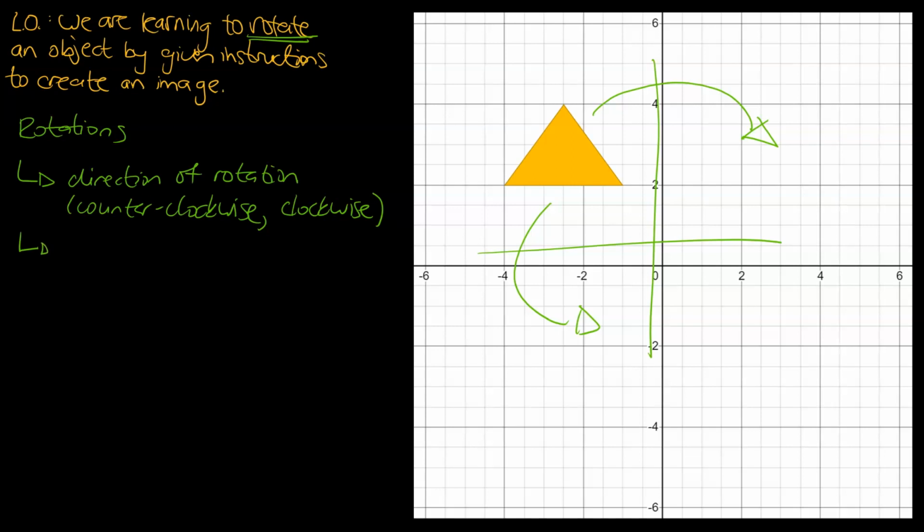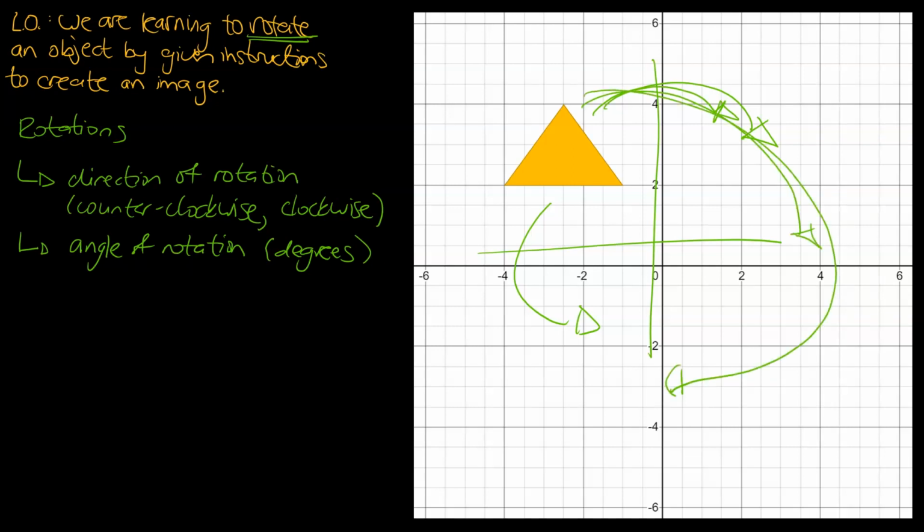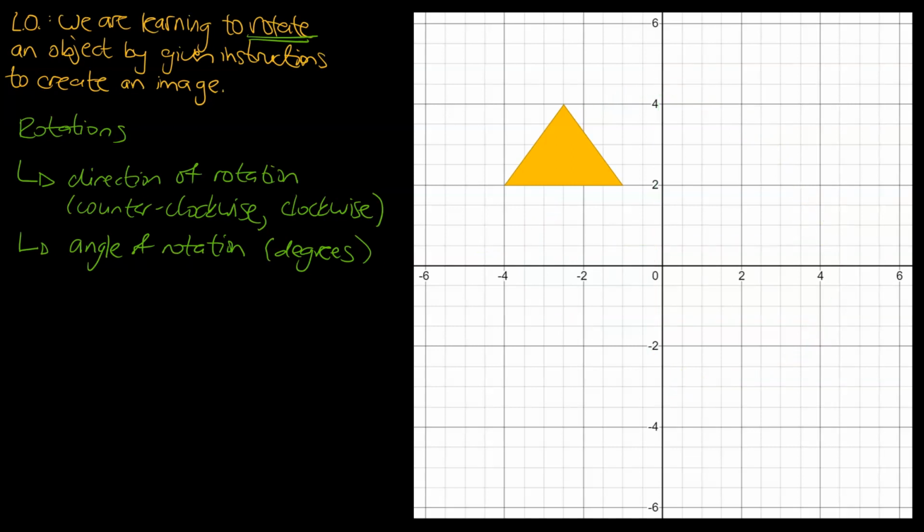The next thing we need to know is the angle of rotation. That's measured in degrees, and that's basically how far we're rotating it. Do we stop here? Do we carry on a bit further? Do we carry on even more and do 180? There's a whole bunch of different options for that. But for most of the examples we're going to do, they're going to be limited to 90 degrees or 180 degrees. And I'll explain why it's 90 degrees as well.